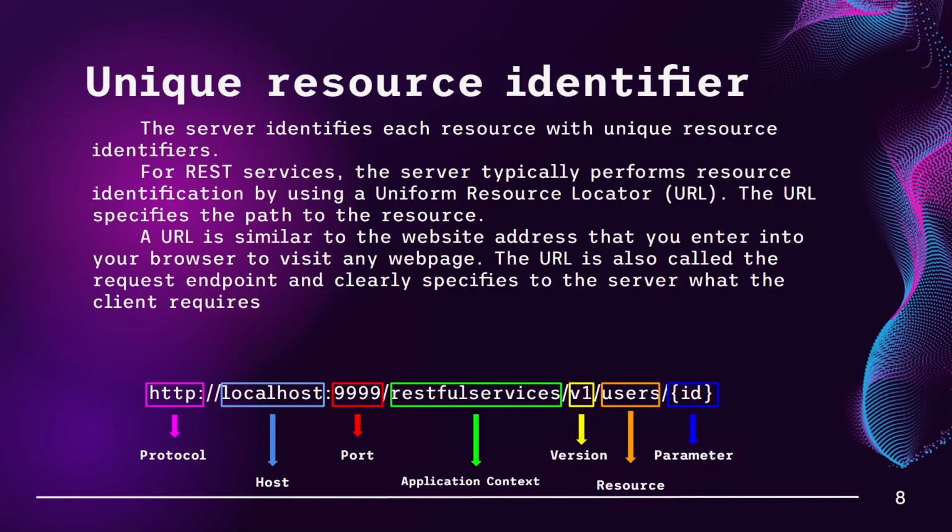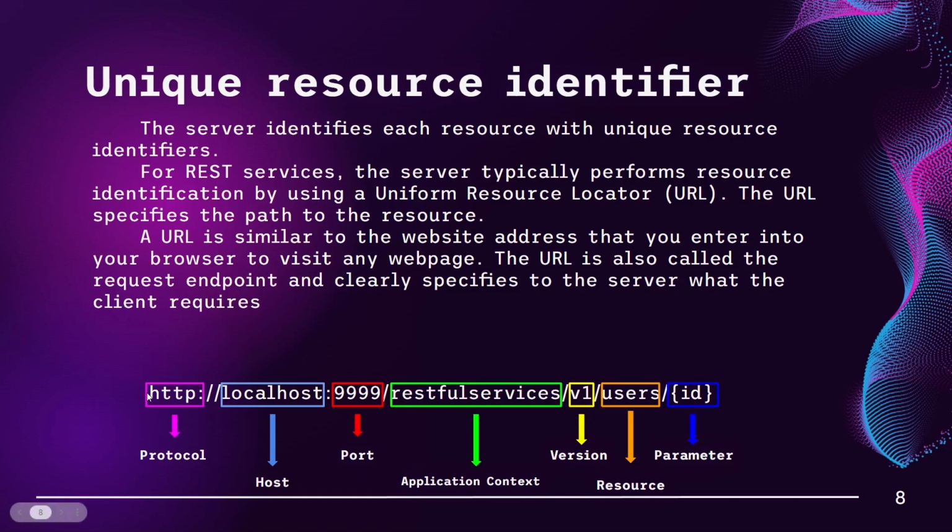A URL is similar to the website address that you enter in your browser to visit any web page. So the URL is also called the request endpoint and clearly specifies to the server what the client requests. So we have here a URL, which I try to split between the parts so that you understand how this works, right?